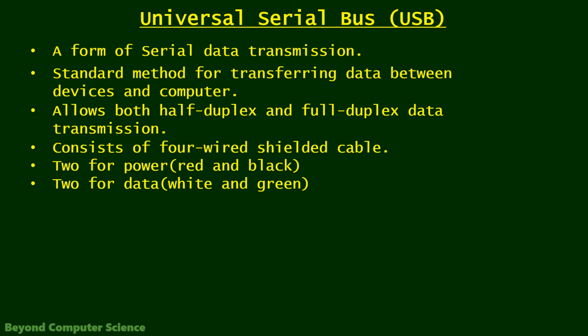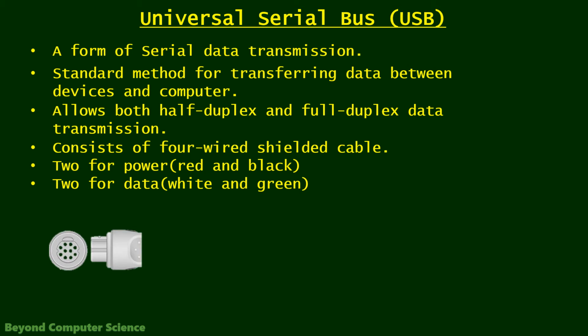Physical structure of the USB cable is like this, that it has four shielded insulated wires inside of it. Okay, two are there for providing power. Colors are red and black for those, and two are used for transferring data, white and green ones.